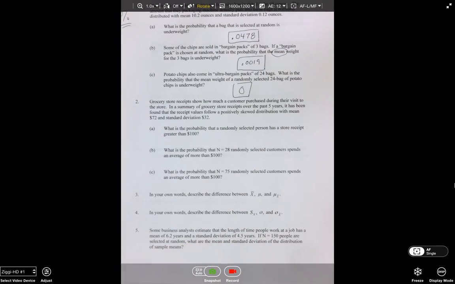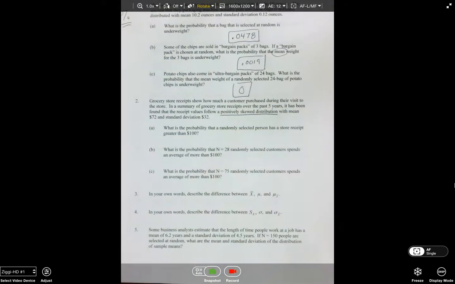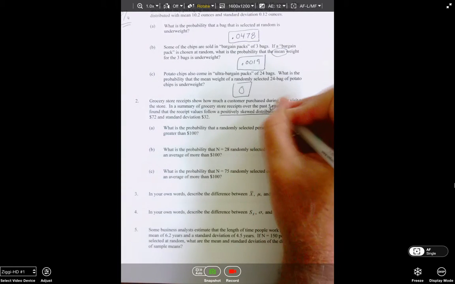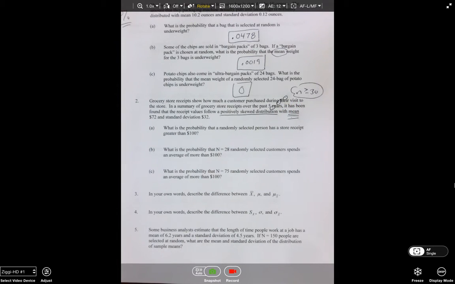All right, next one. Grocery store receipts show how much a customer purchased during their visit to the store. In a summary of grocery store receipts over the past 5 years, it has been found that the receipt values follow a positively skewed distribution with mean and standard deviation. Now, the mean part tells us it's quantitative. The mean part tells us that we need to do the central limit theorem. But the positively skewed distribution, what do we think there? That's not a normal distribution, so sample size has to be bigger than 30.